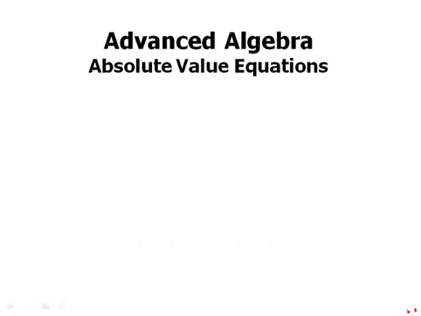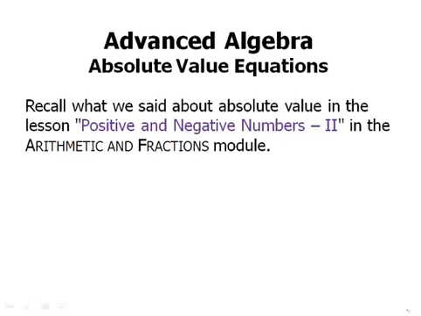Now we'll begin a section on advanced algebra, kind of a grab bag of advanced topics in algebra. The first thing we'll talk about are absolute value equations. Recall what we said about absolute value in the lesson Positive and Negative Numbers 2 in the Arithmetic and Fraction modules. If you haven't seen that module yet, I'd suggest looking at that first and getting a good sense about absolute value before we go through all the information in this lesson.